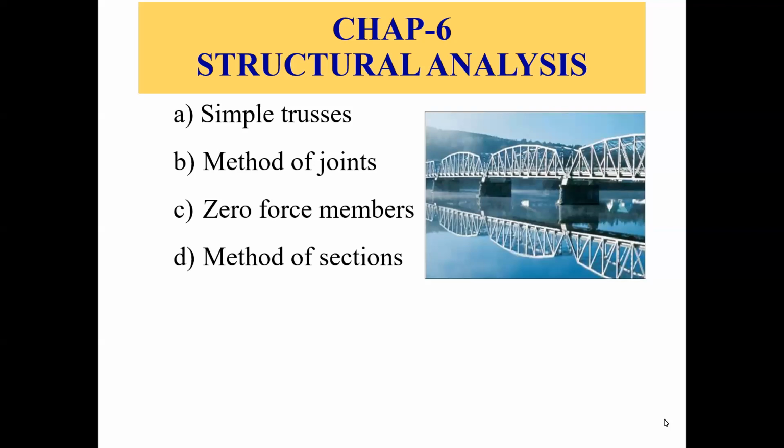So today we are starting chapter 6, and as you know, we are done with chapter 5. So now we are on chapter 6, and the title is Structure Analysis. So what are we going to cover in chapter 6? Let's have a look. We are going to talk about simple trusses. We are going to talk about method of joints. We'll do zero force members, and we'll cover method of sections. So this is all we are covering in chapter 6.